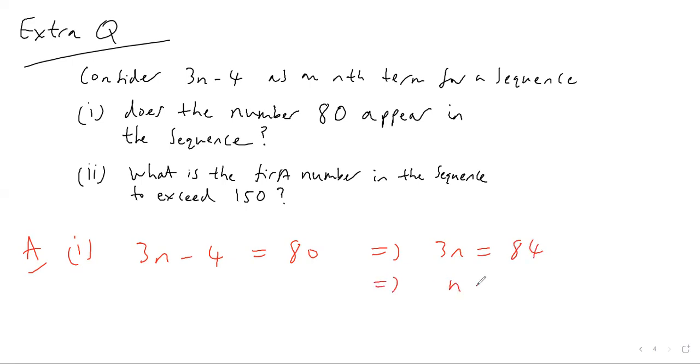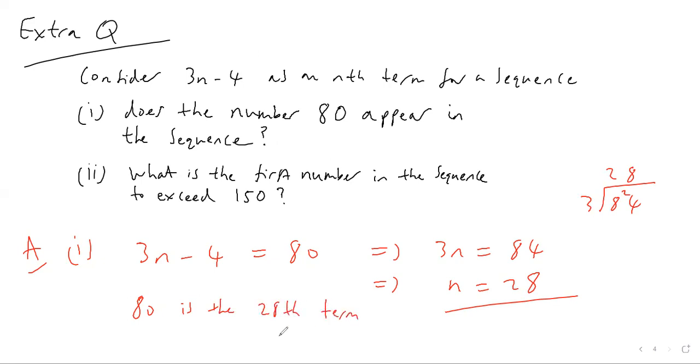And then when we divide by 3, so the number 84 divided by 3, if we just use a little bus stop method here. So 3 goes into 8 2 times, remainder 2. 3 goes into 24 8 times. So n is going to be 28. So that tells us that the 28th number in the sequence is actually going to be 80. So 80 is the 28th term in the sequence, because the n value of 28 gives us a term of 80. So therefore 80 is in the sequence.